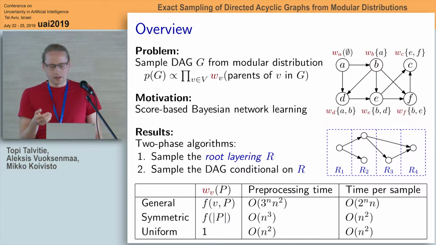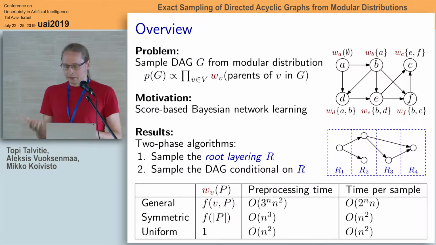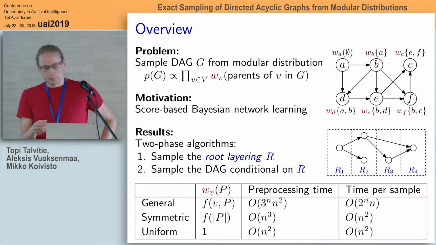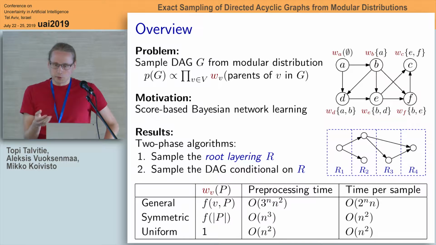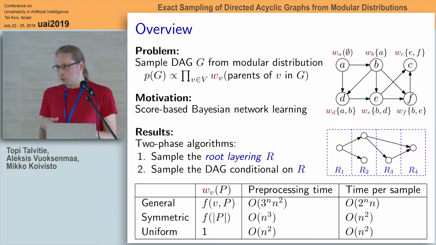We came up with a way to pre-process the distribution in roughly 3 to the n time, such that we can then draw as many samples as we want in 2 to the n time per sample. Then there are also important special cases such as uniform sampling of DAGs, which is a basic problem, and there we are able to improve the running time bound to n squared.